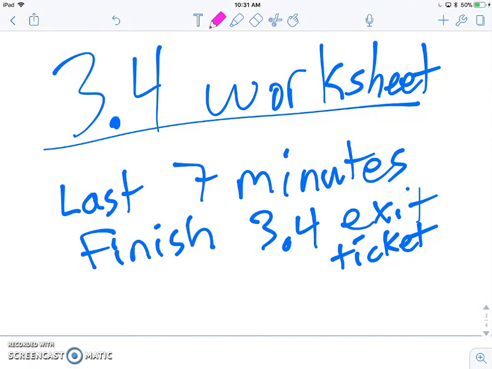And the 3.4 worksheet you guys are working on will be due. Let's make it due on Thursday. That way you don't have to worry about it after break. Okay, so I will be collecting those on Thursday. And then the homework you were supposed to collect today, I will collect tomorrow. So you guys get to work on this. Have a great day.